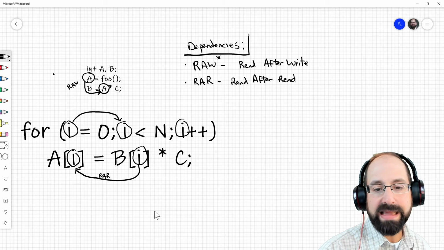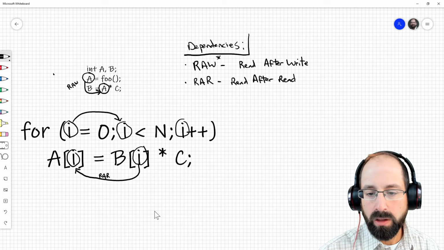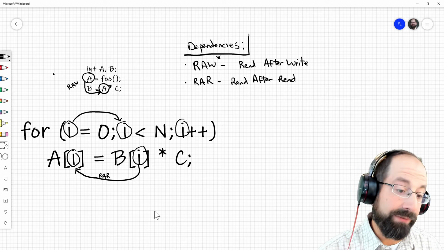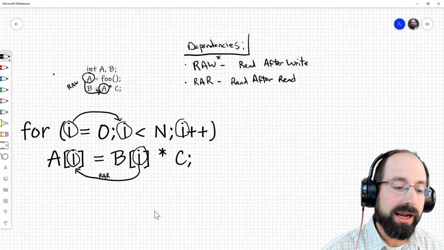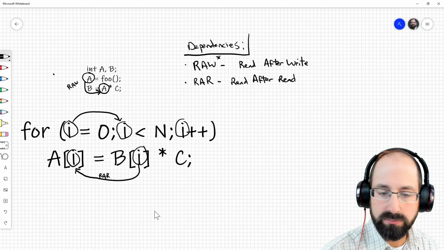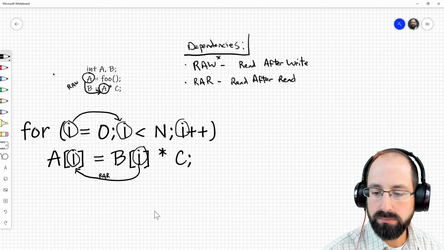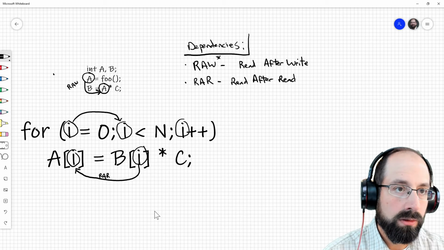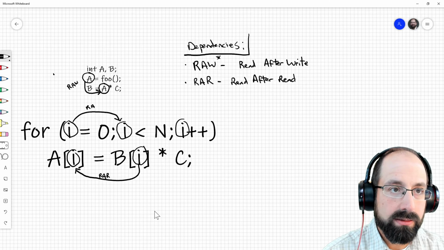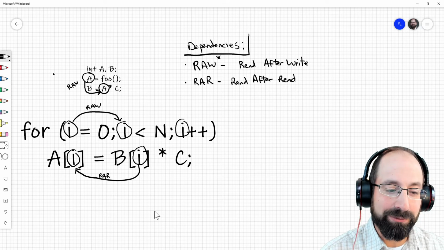What kind of dependency is that? So our loop gets executed. We have to initialize I equals 0. We have to check if I is less than n. Yep, absolutely. We read it, we write it, after which we read it.